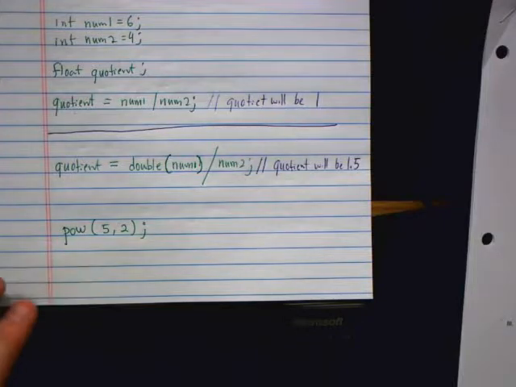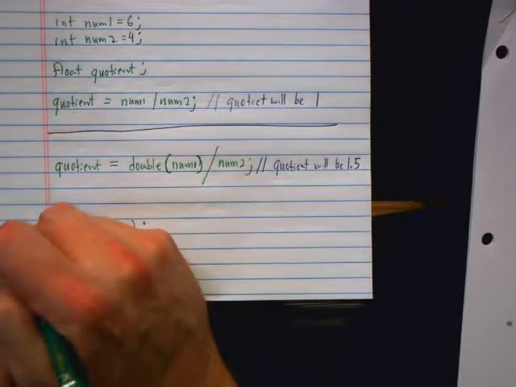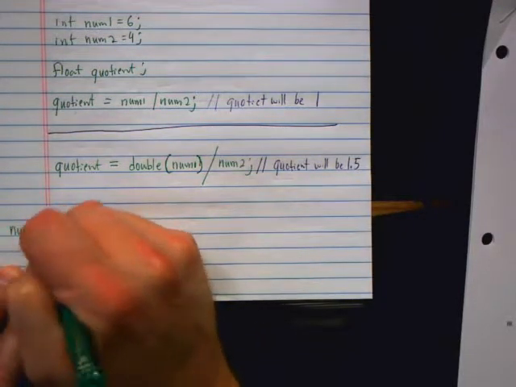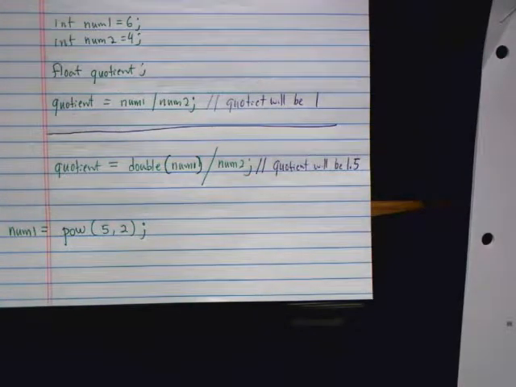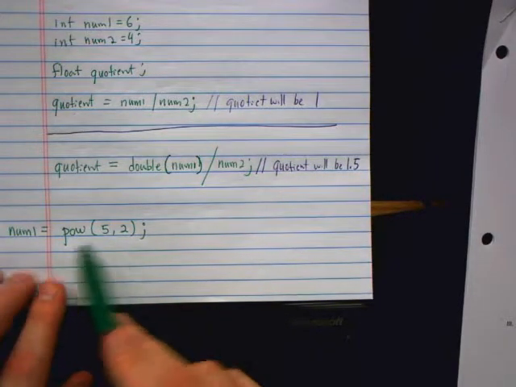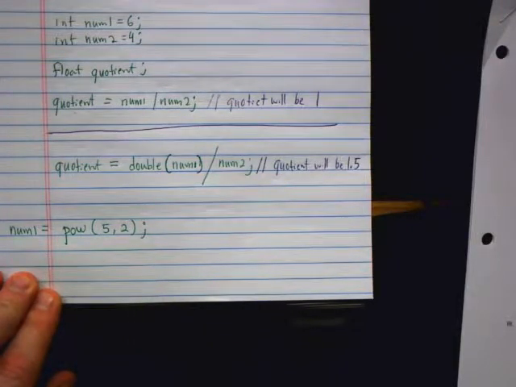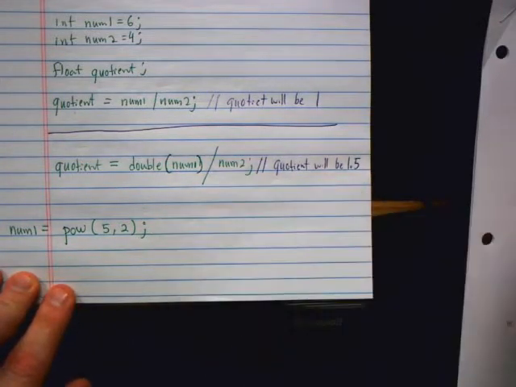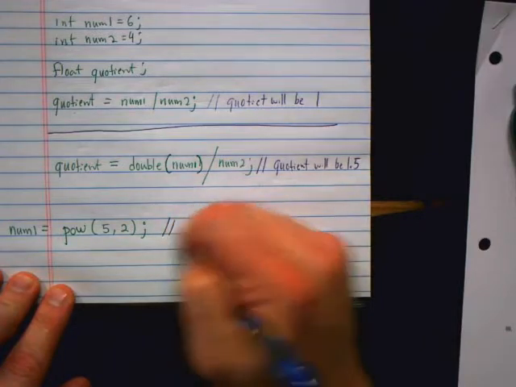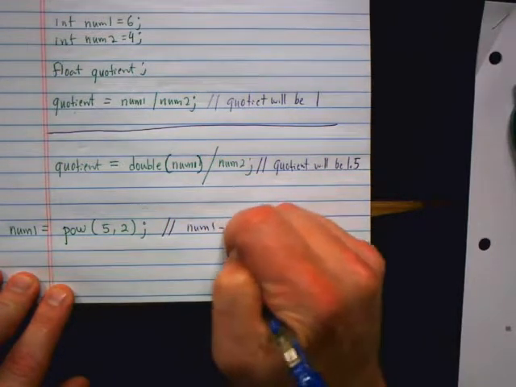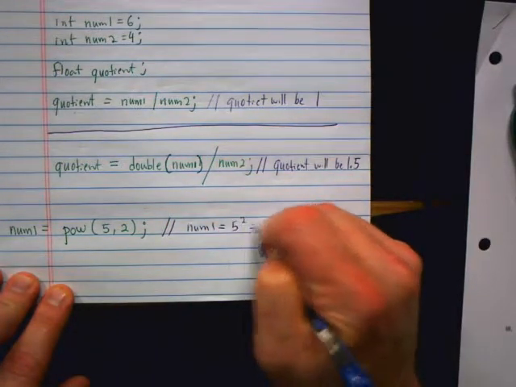Well, I would need to set that equal to a variable, I guess, so I'll call that num1 equals power 5 comma 2. So, any guesses as to what power 5 comma 2 does? 5 squared. That's 5 squared. So this line is going to take num1 and set it equal to 5 squared, which is 25.